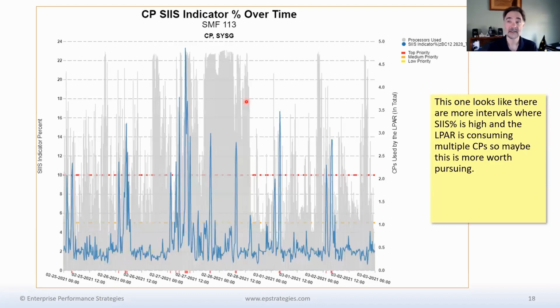Now, in contrast, in this situation here, we have a number of spikes that are well above that 10% threshold, and the CPUs used during that time frame is multiple, right? So here we have multiple CPs being consumed by the LPAR, and this indicator percent is high. So we're not consuming a fraction of a CP, we're consuming multiple CPs, and the SIS indicator percent is high. So these are definitely times where, hey, this probably makes more sense to go pursue these particular intervals, okay?